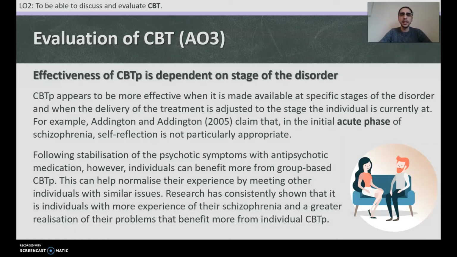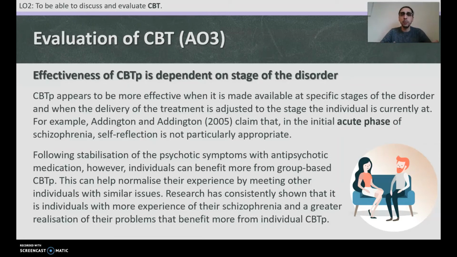So what this is saying is, the effectiveness of CBTp is dependent on what stage of the schizophrenia you're at. If you're right at the beginning and you have lots of hallucinations, lots of delusions, or lots of other symptoms, it may not be appropriate or may not be an effective treatment. But once they've stabilized your behavior, got you on the routine of medication, and maybe reduced some of the symptoms, maybe that's when CBTp is most effective.